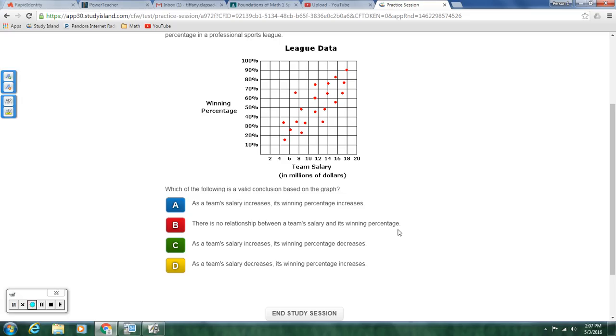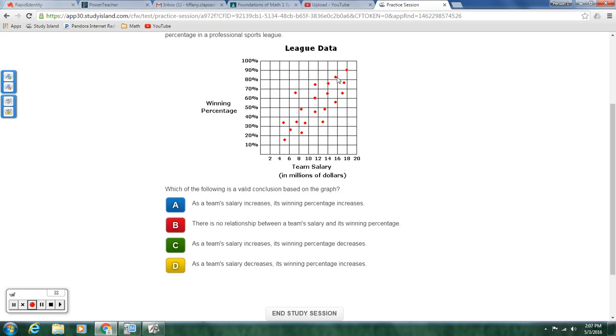I only hear Kyle. We need to look at the rest of them. There's no relationship between a salary and a percentage. As the salary increases, the percentage decreases. As the salary decreases, the percentage increases. That would be really nice. At least you pay somebody more to win, but that ain't the way it is.